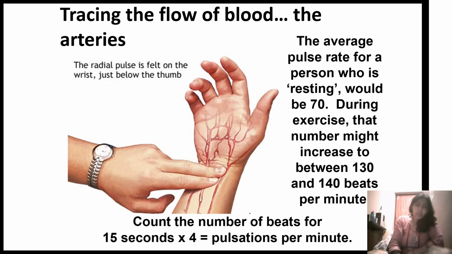Tracing the blood from the arteries, as we all know, a radial pulse is felt on the wrist just below the thumb. The average pulse rate for a person who is resting would be 70. During exercise, that number might increase to between 130 and 140 beats per minute. The count of the number of beats in 15 seconds is recorded as the pulsation per minute. And apart from that, there are so many discussions about blood cells.